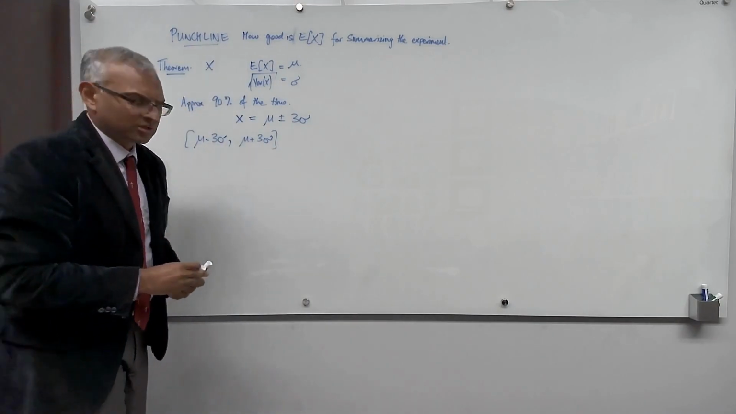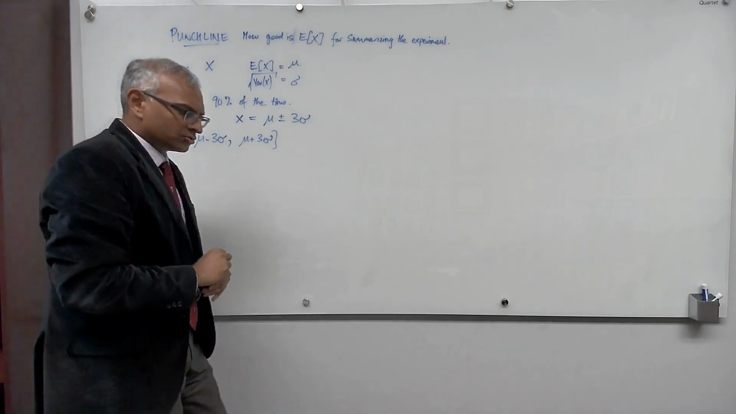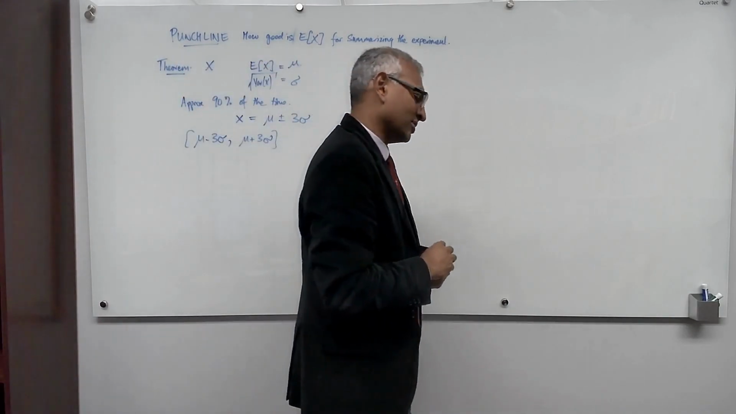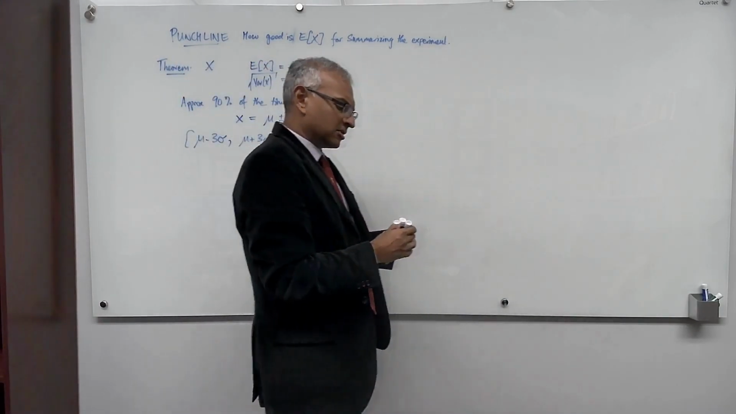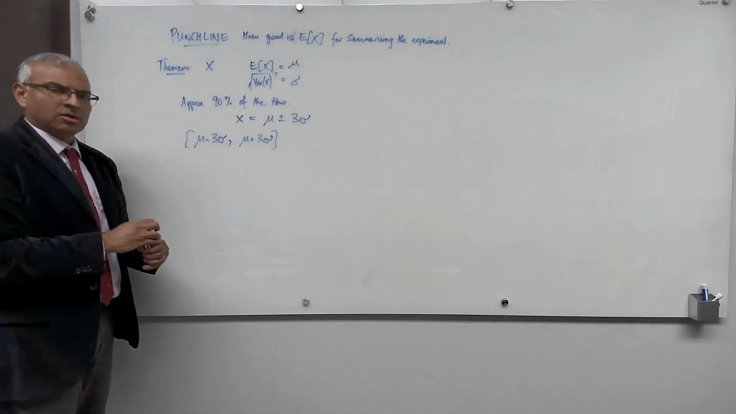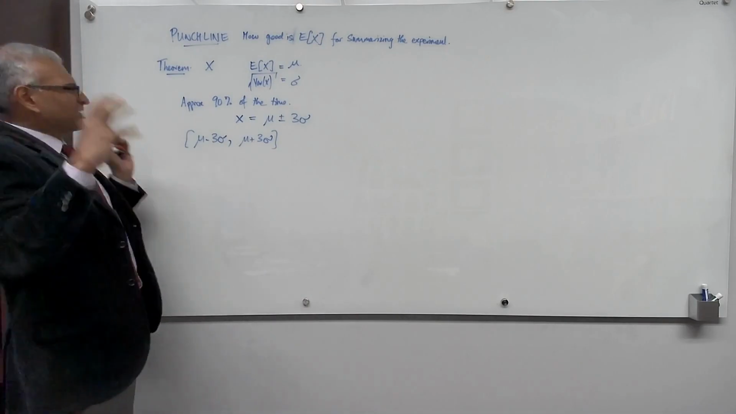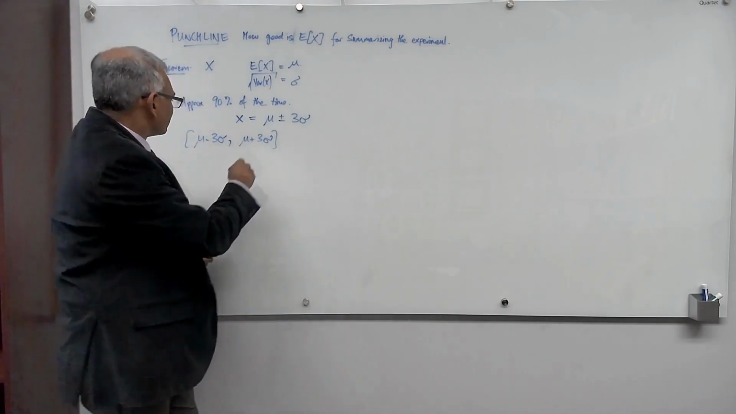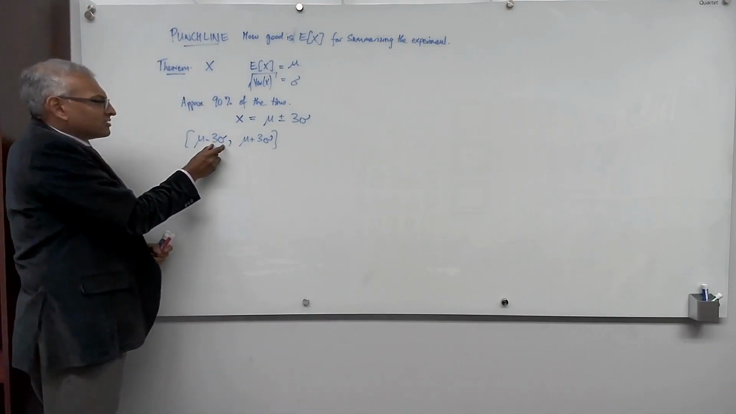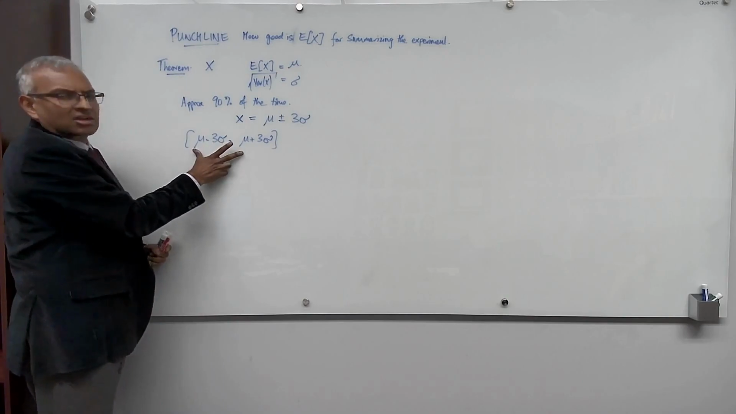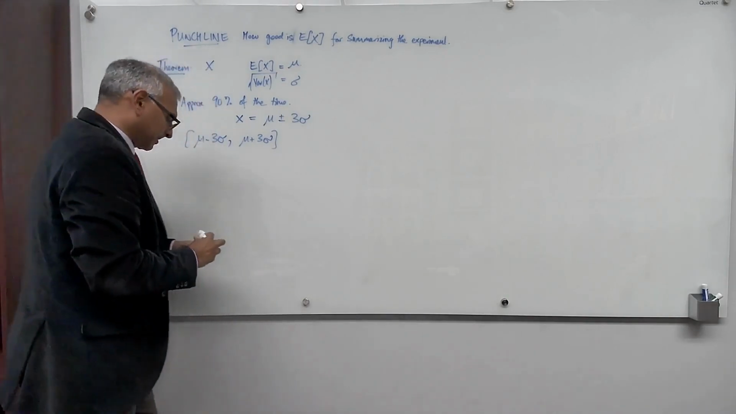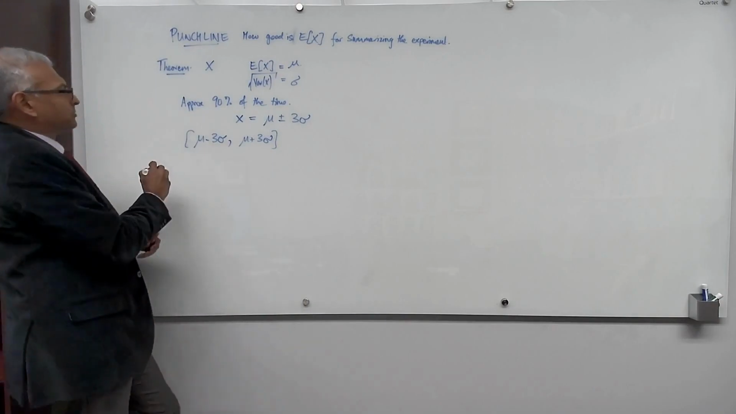Okay, and now let's prove it. And to prove it, I'm going to show you 2 important theorems in probability theory. Okay, they are important on their own, but we're just going to use them to prove the 3 sigma rule. So that's the punchline. It says that when the standard deviation is small, the mean is a great summary of what will happen. Okay, and so let's do the proof.